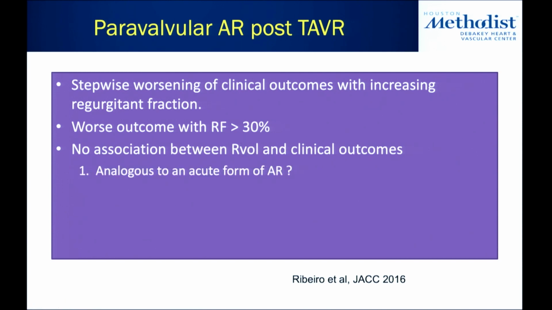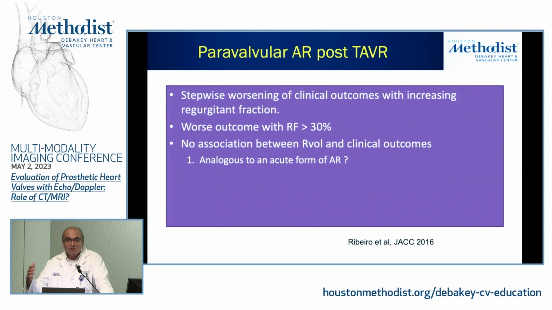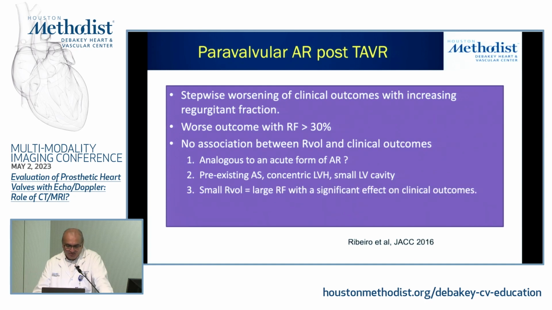And I think there may be several reasons for that. One is, to some extent, you almost think of this as analogous to an acute form of aortic regurgitation. These are patients that were aortic stenosis patients, and all of a sudden you remove the aortic stenosis but you created aortic regurgitation, and as a result, this ventricle is not really compensated for aortic regurgitation. Couple that with the fact that an AS ventricle tends to have concentric hypertrophy with a smaller cavity, so it's not able to tolerate a hemodynamic load. As a result, even a lower grade of regurgitation may have both clinical as well as prognostic significance.